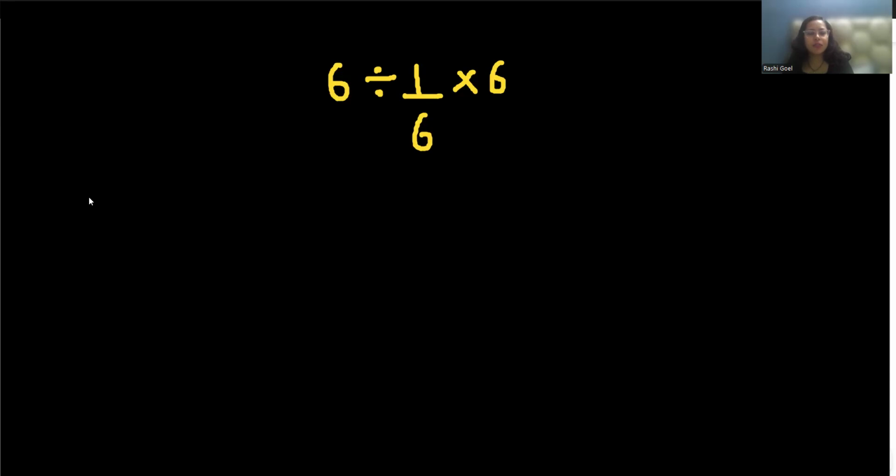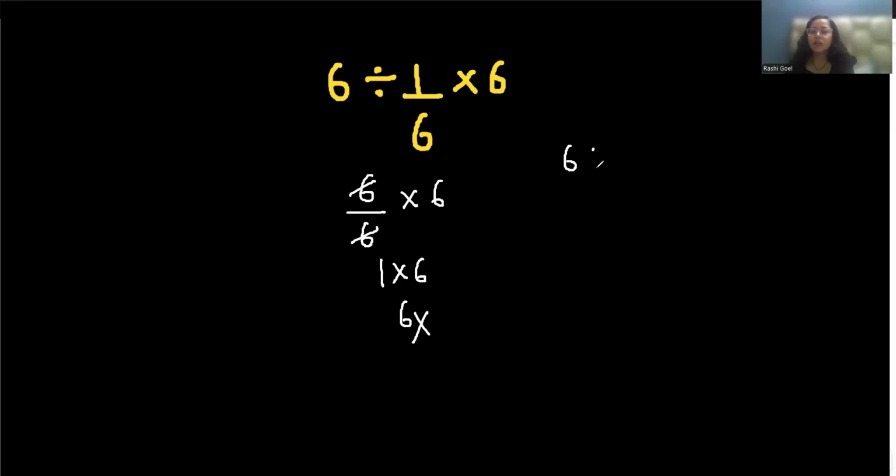We have been given an expression: 6 divided by 1/6 times 6. So let's start with today's video solution. People solve it as 6 divided by 1/6, write 6 by 6 times 6, and cancel out the 6 with 6, and 1 times 6 is 6, which is the incorrect approach and the incorrect answer.